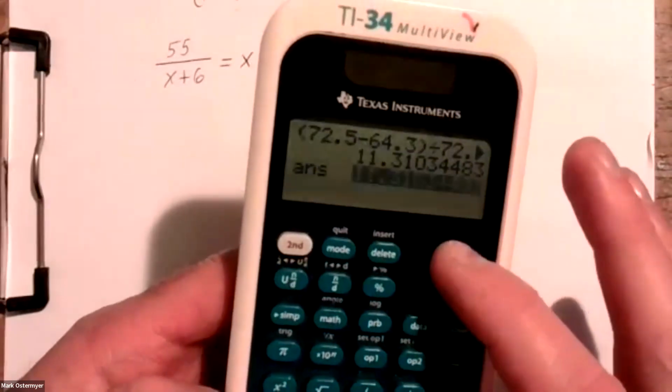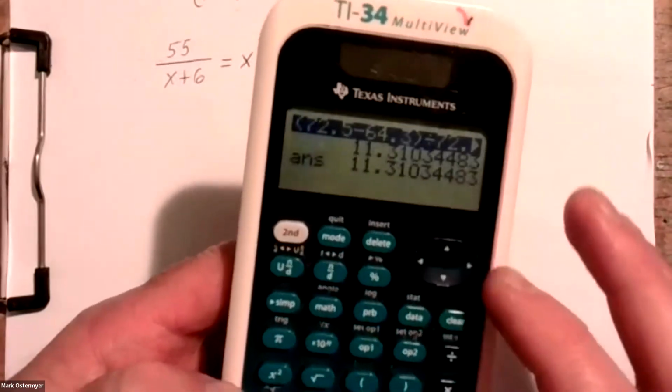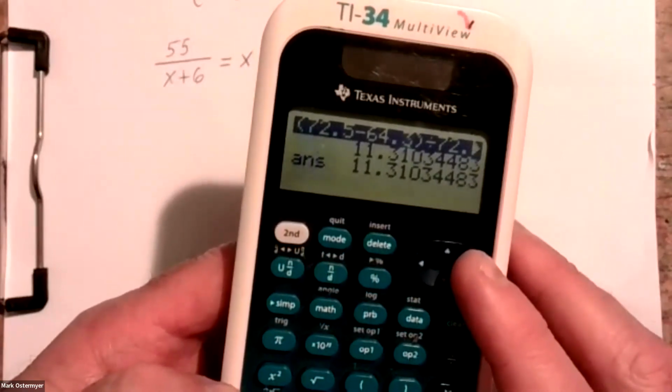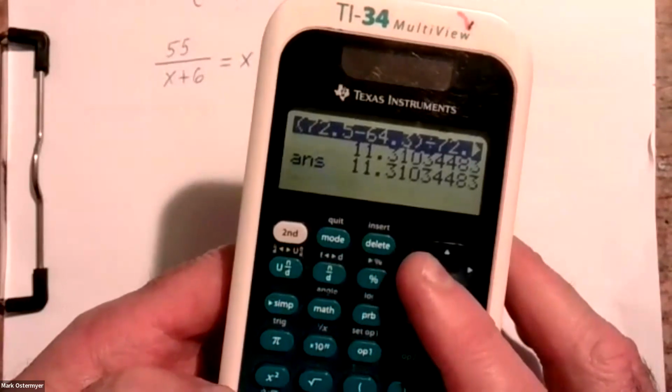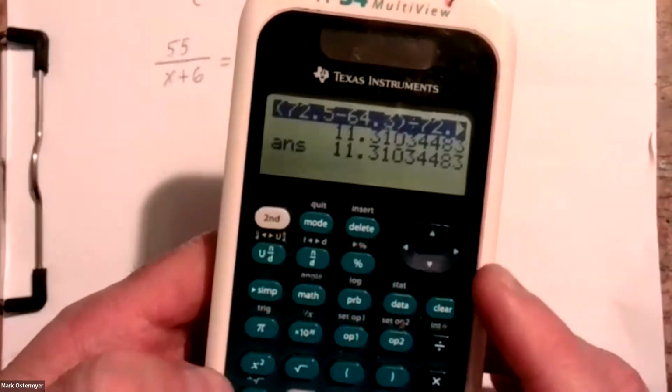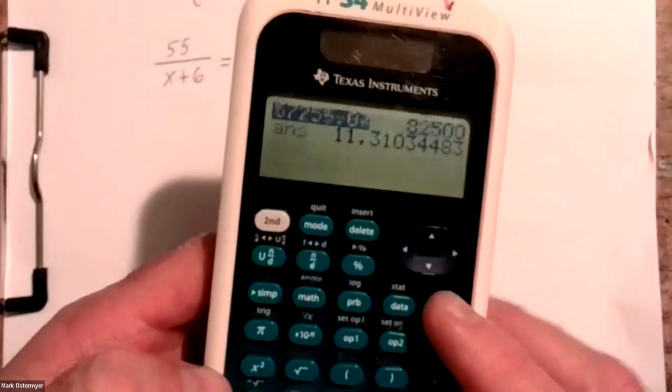Okay. So again, I took 72.5 minus 64.3. Now I divided that by 72.5 and then multiplied it by 100. 11.3% decrease in spending. All right.